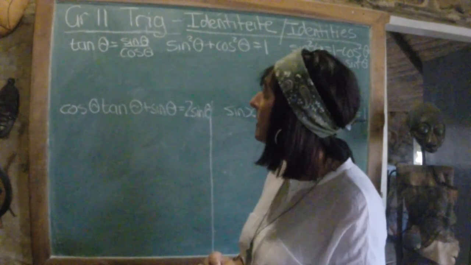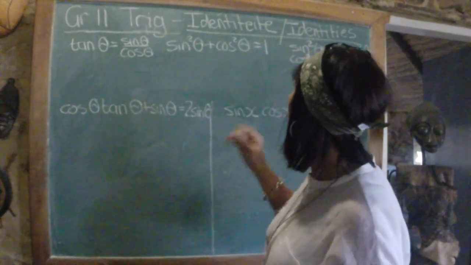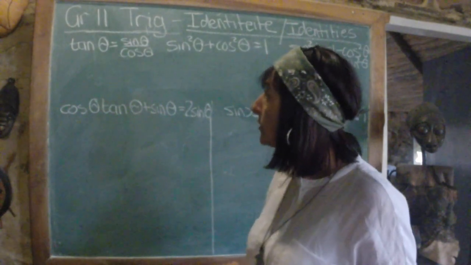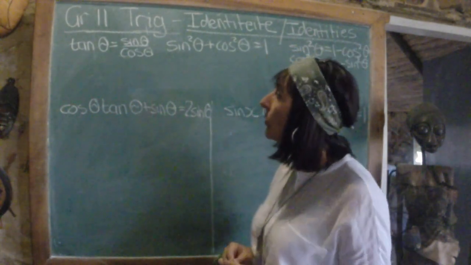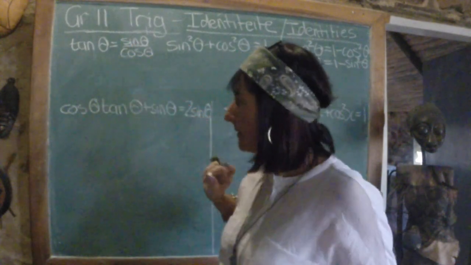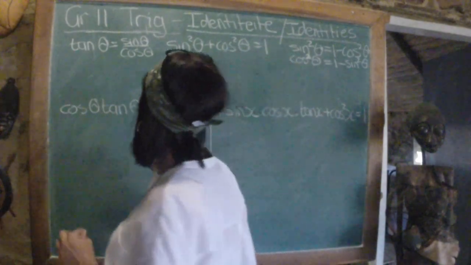Ons is terug met Trig en kom ons begin vandag met identiteite en die twee baie belangrike identiteite wat jy moet ken tot aan die einde van graad 12 is tan theta is gelyk aan sin theta op cos theta. Let's quickly go and prove this.